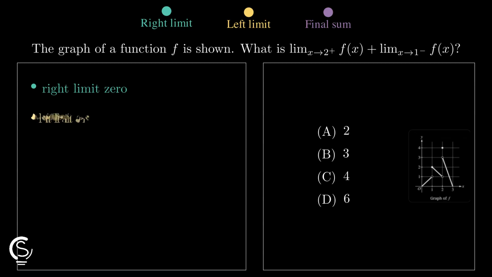Finally, add these two values together to finish the problem. 0 plus 1 equals 1. This matches our first option perfectly, so we have found the correct final answer.